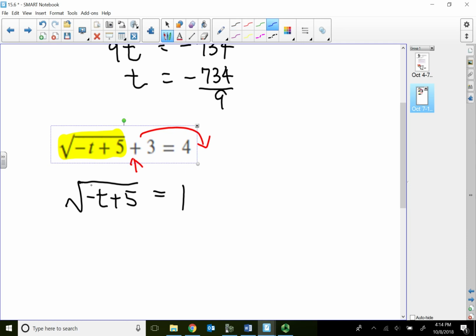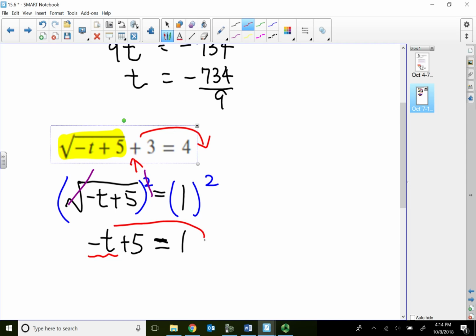All right, once this radical term is isolated, we can now square both sides. I square both sides because square and square root will cancel out. That will leave me with negative t plus 5 on the left side equal to 1 squared, which means 1 times 1, which is still 1. So my variable term is negative, so let's move it to the right, and it becomes positive 1t. That means this positive 1 has to go to the other side and become minus 1. So 5 minus 1, t equals 4.